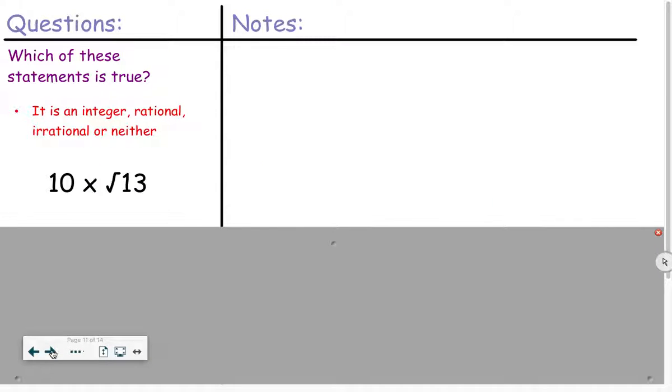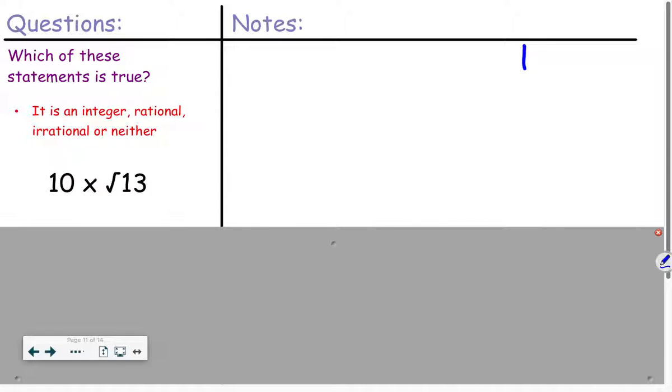All right. Which of these statements is true? It is an integer, rational, irrational, or neither. So we have to figure out what our answer is going to be. So here you're going to make a little chart on the right-hand side before we actually start solving this, because it's actually going to be easier than it looks.